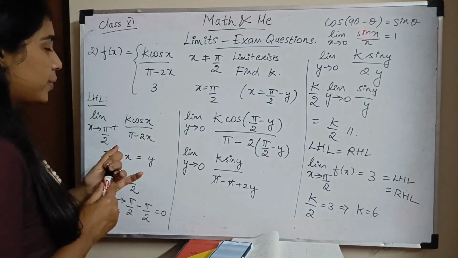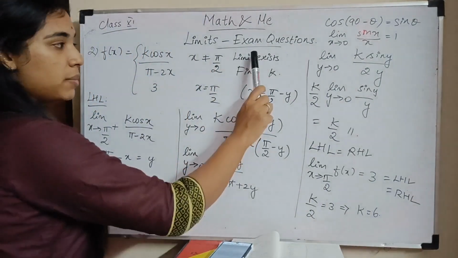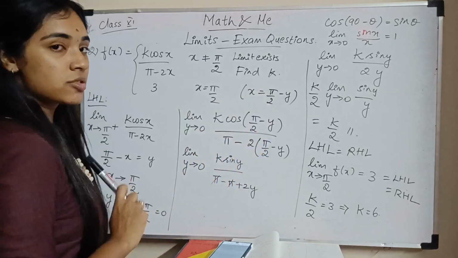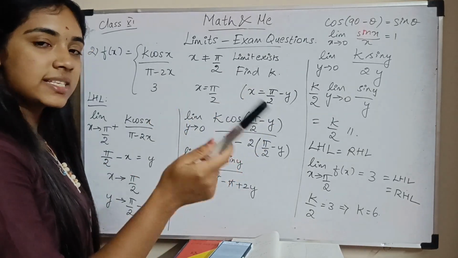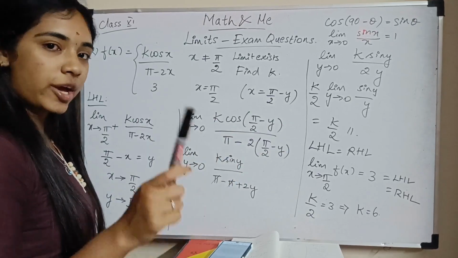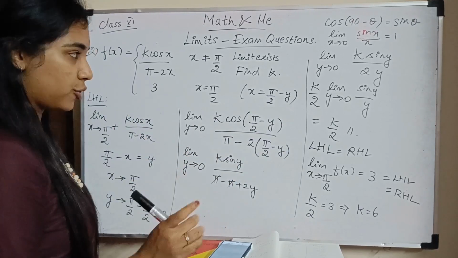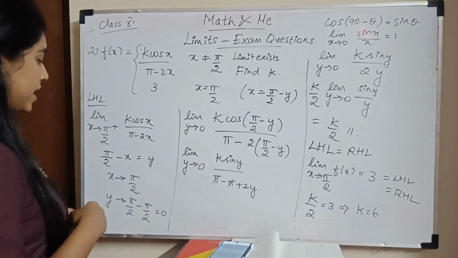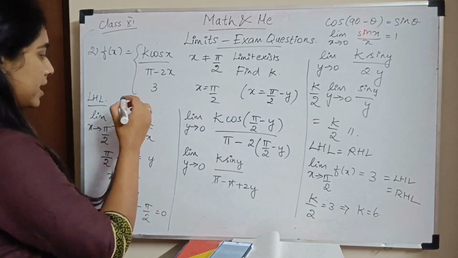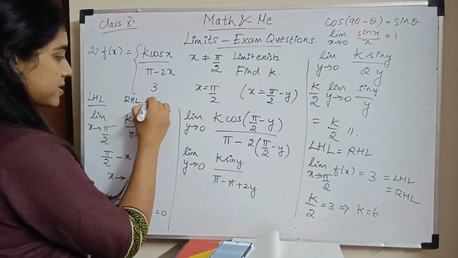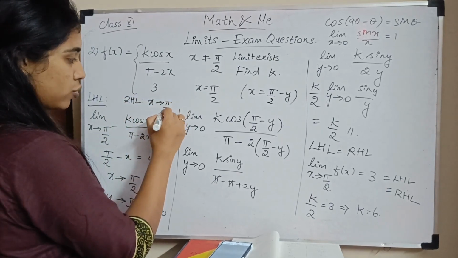So basically what are you doing in the sum? The sum says the limit exists and asks to find k. What does it mean that the limit exists? Left hand limit is equal to right hand limit is equal to the limit x tends to a of f of x. That means the limit exists. Okay, so what are you doing? In the left hand limit, x tends to pi by 2 minus. In the right hand limit, x tends to pi by 2 plus.